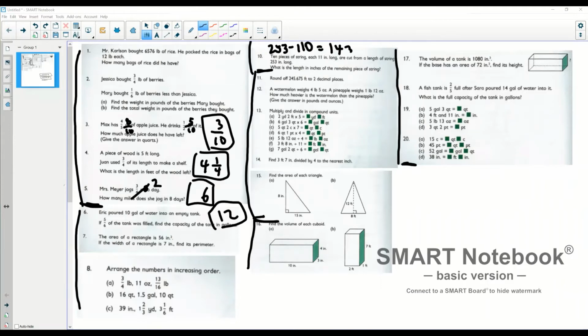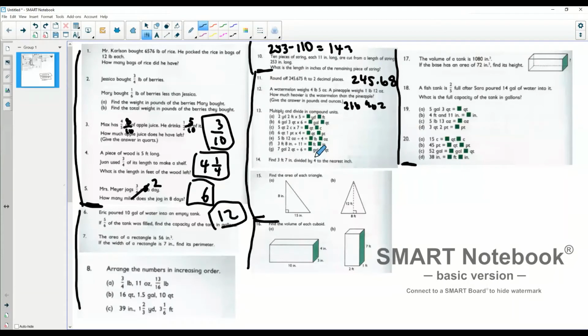All right, so we'll go over 11 through 15 now. First off, rounding 245.68. A watermelon weighs 4.5 pounds. A pineapple weighs 1.12 pounds. How much heavier is that? Just 2 pounds, and actually 2 pounds and how much? 2 pounds and 9 ounces, because there are 16 ounces in a pound. This is just a bunch of units, so I'm not going to bother solving that.